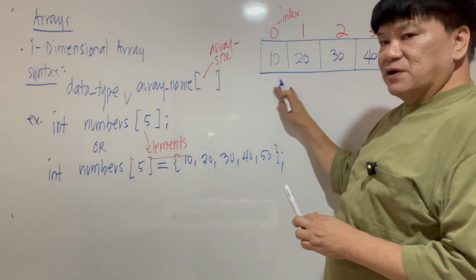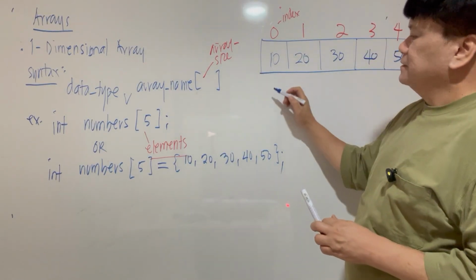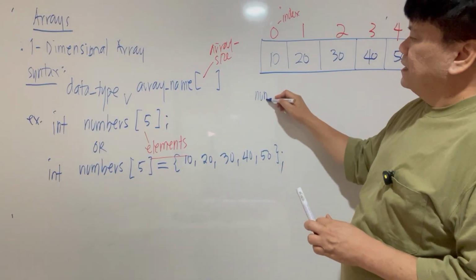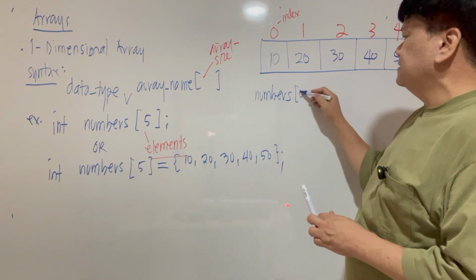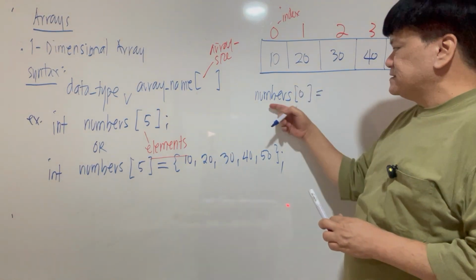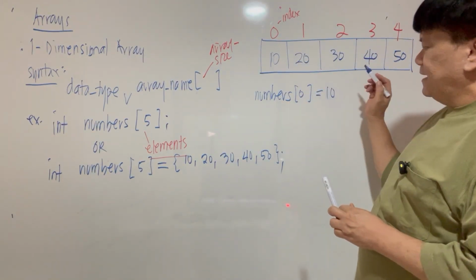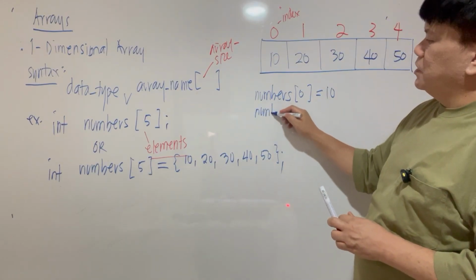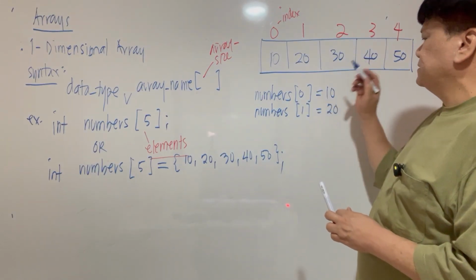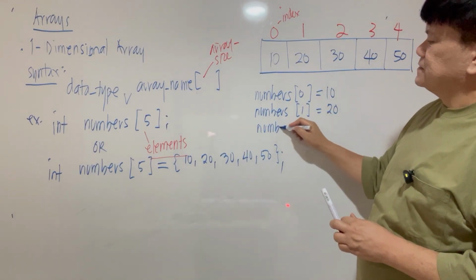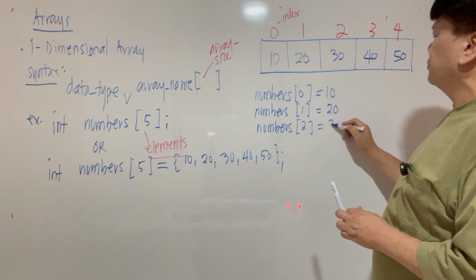Then let us traverse the elements of the array. So we can say, what is the value inside index 0? So numbers, that's the array name, index 0, which has an element of 10. Numbers 1, what is the value? You have 20. Numbers, that's the name of the array again, then index 2, you have 30.